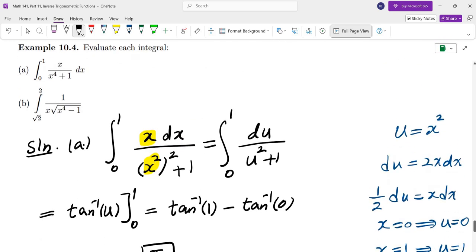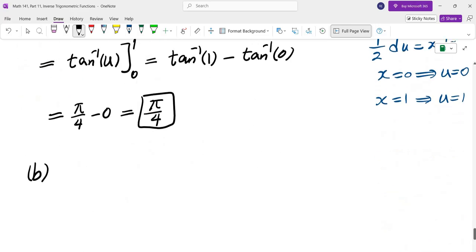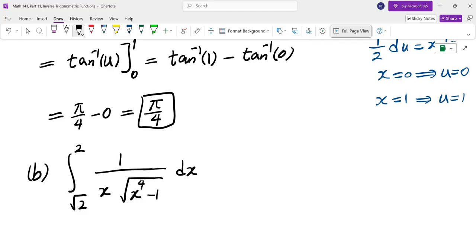Okay, so the next part is somewhat similar, except x is at the bottom. So it looks like maybe that doesn't work because, and by the way, there's a dx missing here, because x is at the bottom, but we can fix that issue. So let's write it down. 1 over x square root of x to the fourth minus 1 dx.